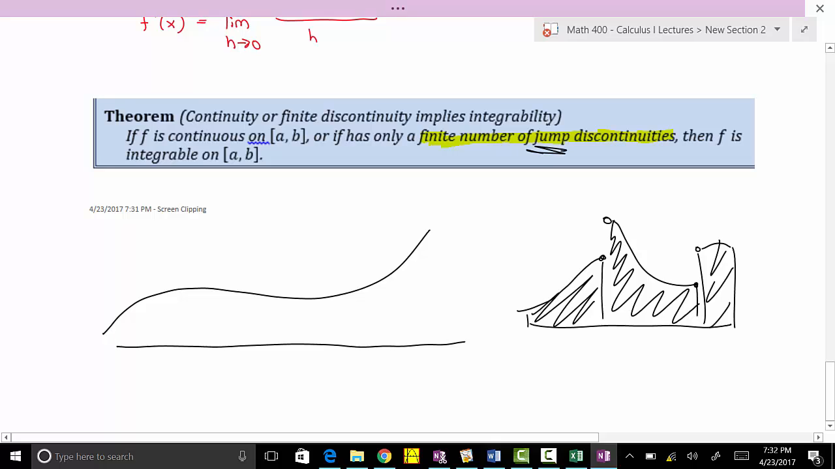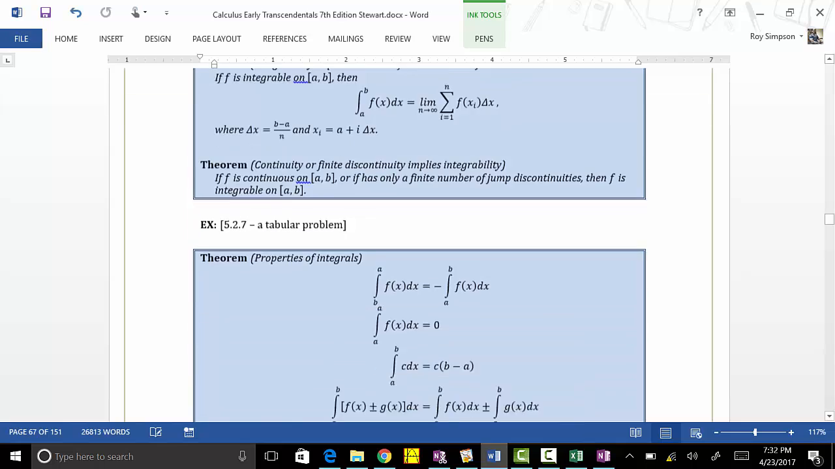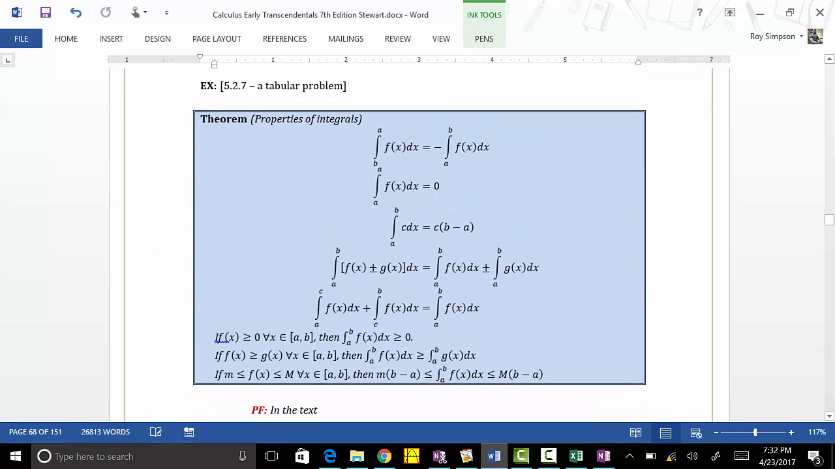All right, and I'm not going to do the next example in line because it's just a tabular problem. I want to get to these properties. These are the most important part of this section.